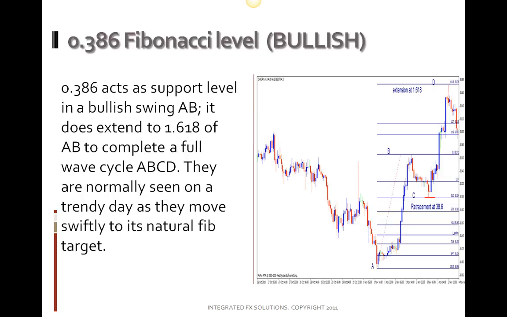0.386 Fibonacci level. 0.386 is a shallow pullback. They are normally seen on a trendy day. And they move to their extension faster than the other Fibonacci levels. 0.386 retracements are seen on a trendy day, and they move swiftly to their natural Fib target.